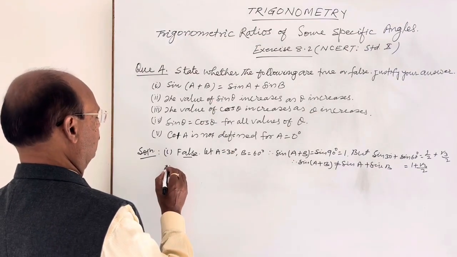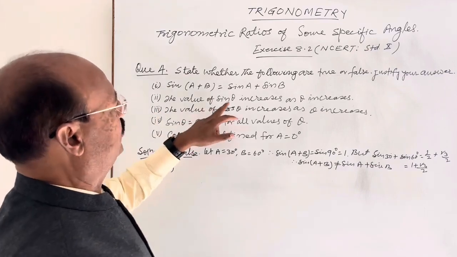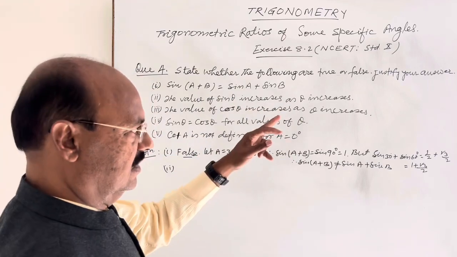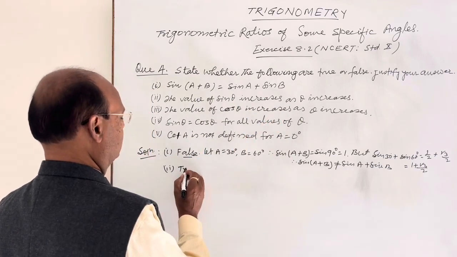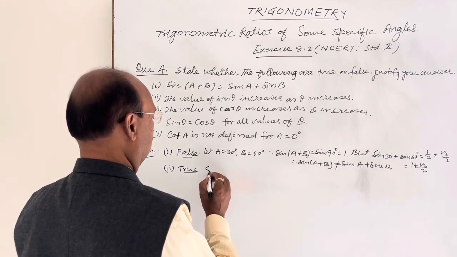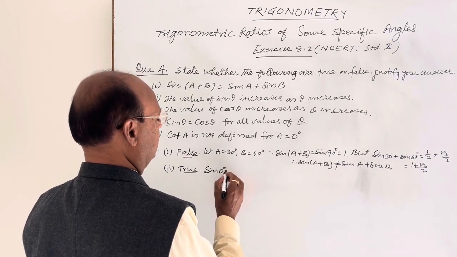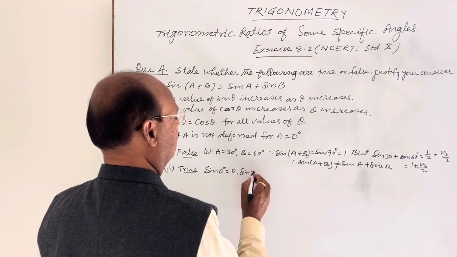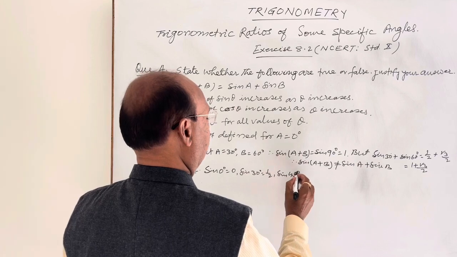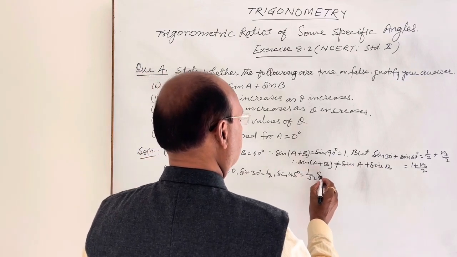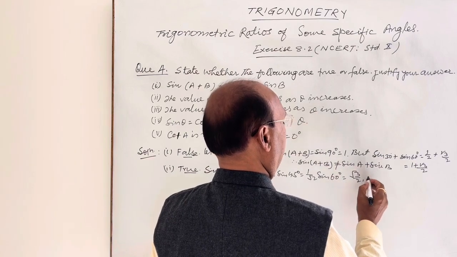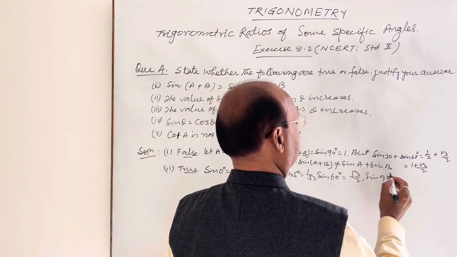Now let us see the second one. The value of sine theta increases as theta increases. Correct? This answer is true. We can check here because sine 0 degree is equal to 0, sine 30 degree is equal to half, sine 45 degree is equal to 1 by root 2, sine 60 degree is equal to root 3 by 2 and sine 90 degree is equal to 1.